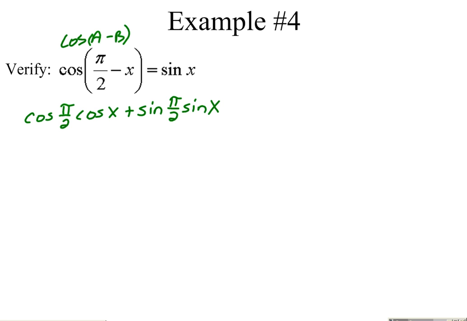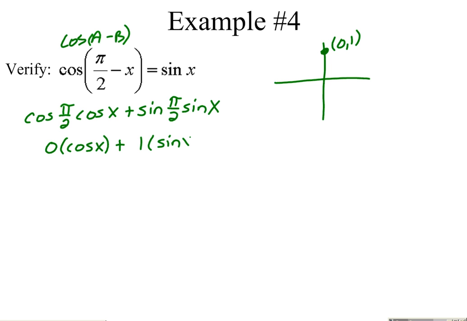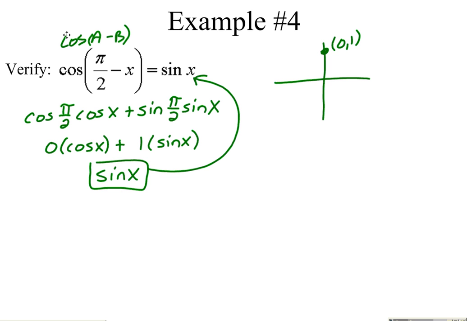Cosine pi over 2. Well, what does pi over 2 look like? Let's go over here. Pi over 2 we know is up here at the ordered pair 0, 1. What's the cosine of pi over 2 equal to? That's equal to 0. So I have 0 times the cosine of x. What's the sine of pi over 2 equal to? That's equal to 1. 0 times anything is 0. 1 times sine x is just sine x. So we verified why that cofunction identity is true by applying our sum and difference identity.